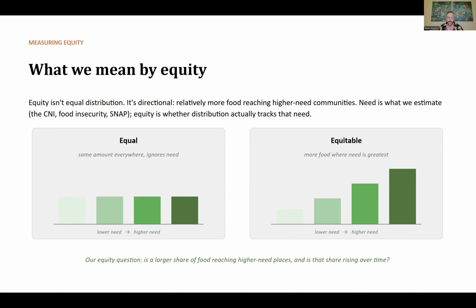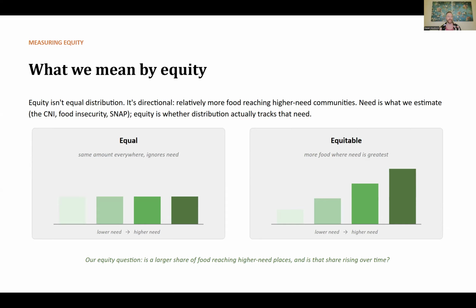So I said equity a bunch of times, but what is that? What do I mean when I say that? It isn't about equal distribution. It's about relatively more food going to places that are relatively higher in need. And we are estimating that in a lot of ways, the main way in this case being the community need index, but you can look at food insecurity data if it exists where you're at the level that you need it, and also SNAP participation, that is almost a quarter of the score.